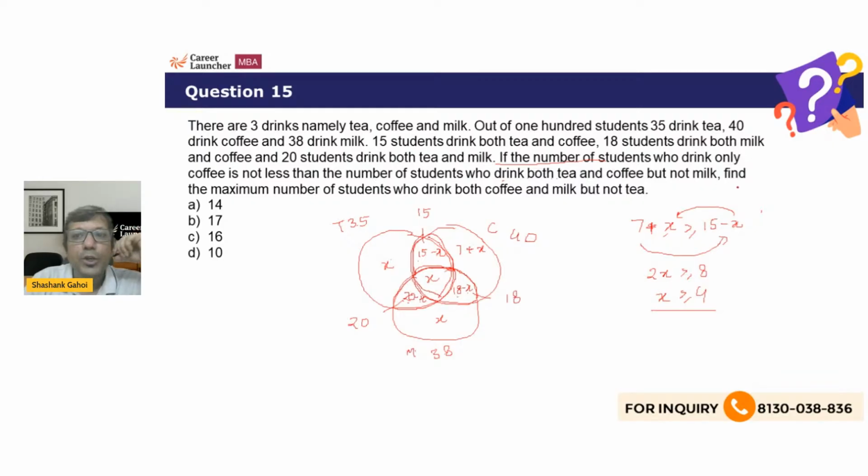Okay. Now what does it say? Find the maximum number of students who drink both coffee and milk but not tea. So coffee and milk but not tea, that is 18 minus x, and I need to maximize this value. So if I want to maximize this value, it means I need to minimize x. And what is the minimum value x can take? That is going to be 4. So 18 minus 4 comes out to be 14. So answer of this question is going to be 14. And this is how we are going to approach these kind of questions.